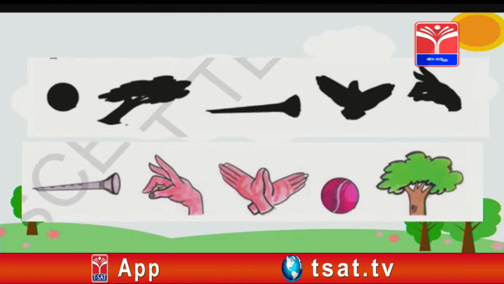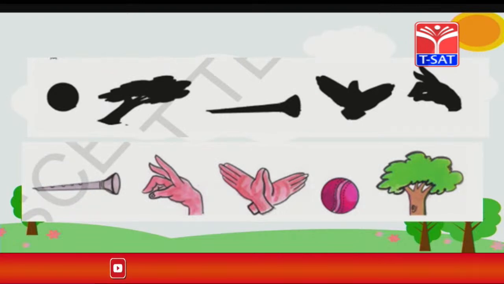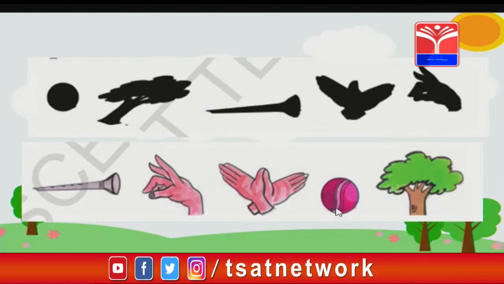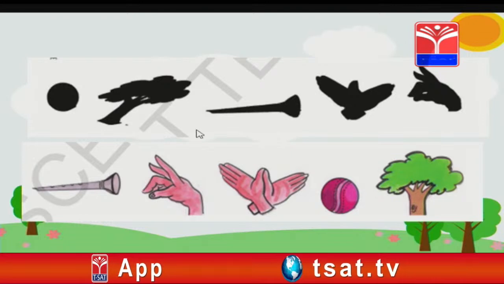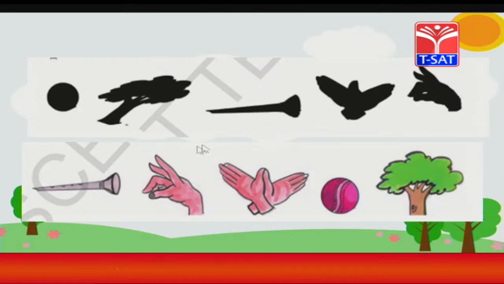Oh my God, some of my guesses are correct and some of my answers are wrong. I guessed the shadow of a ball. Yes, it is correct. And I guessed the shadow of a tree. Yes, it is correct, but at a different angle. I guessed that this shadow would be an iron nail, but the original one is a musical instrument.